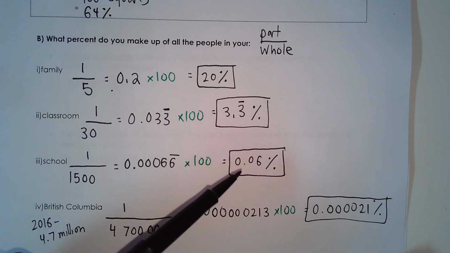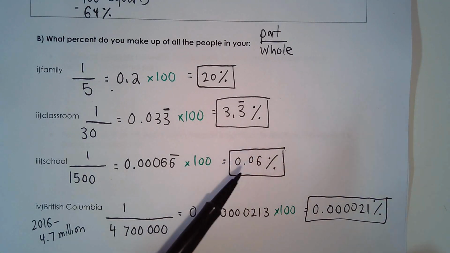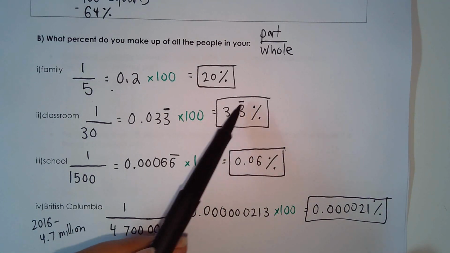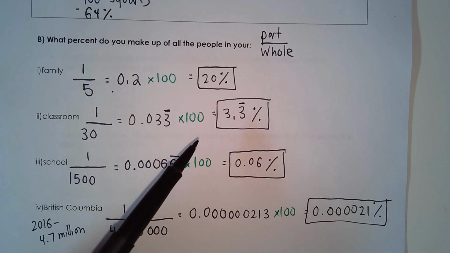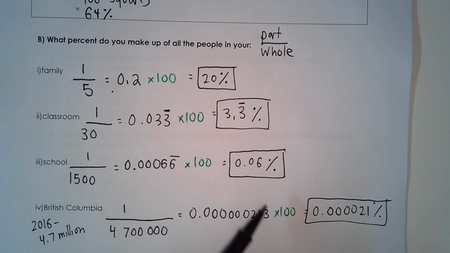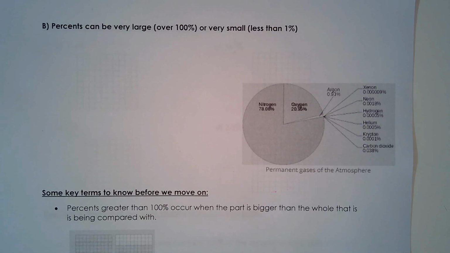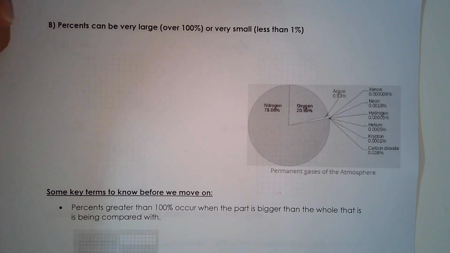The classroom, the school, and British Columbia all have decimals in their percentages. Those are called fractional percentages. And in the school and in British Columbia, our percentages are less than 1. So those are examples of small percents. Okay, so let's move on to the second page. So a big concept here is percents can be very large or very small. So let's look at some examples of very large percentages.